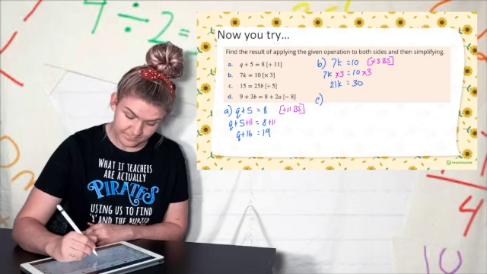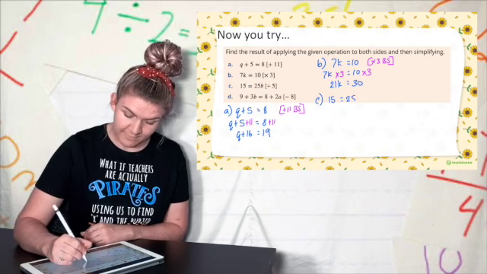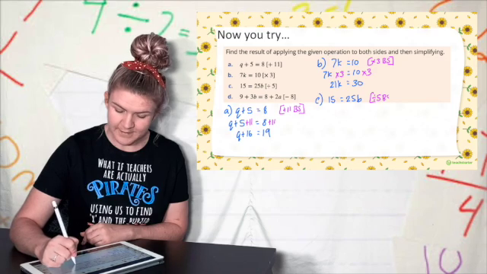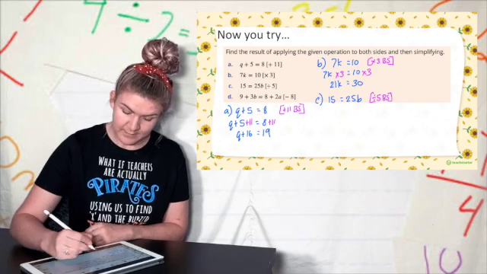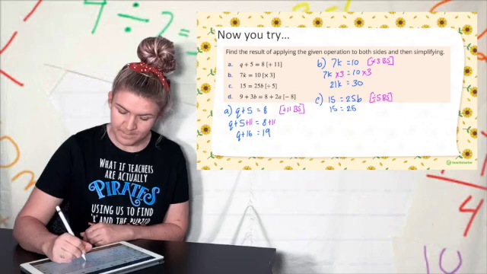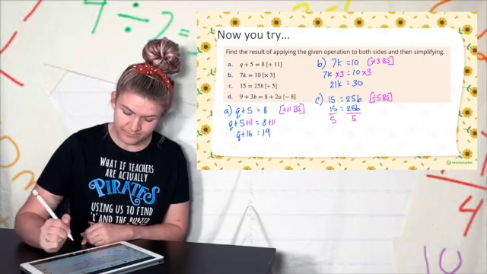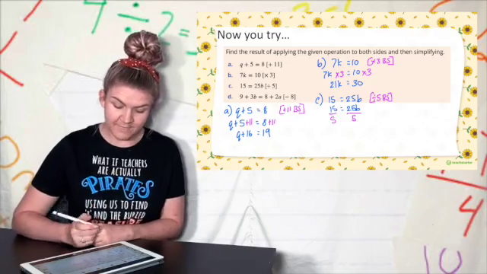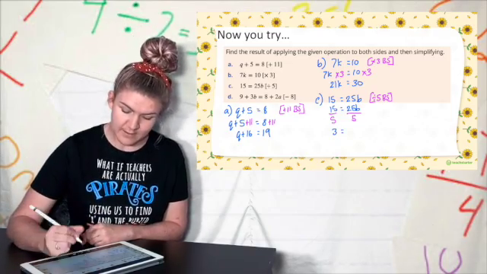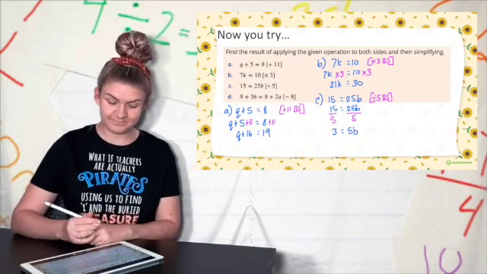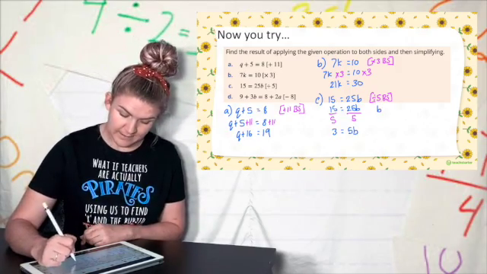C, 15 equals 25b, and I am dividing by 5 on both sides. Writing out my problem again. Remember, my divide needs to be underneath. And simplifying. 15 divided by 5 equals 3. 25 divided by 5 equals 5. Don't forget my b. Lastly, D.